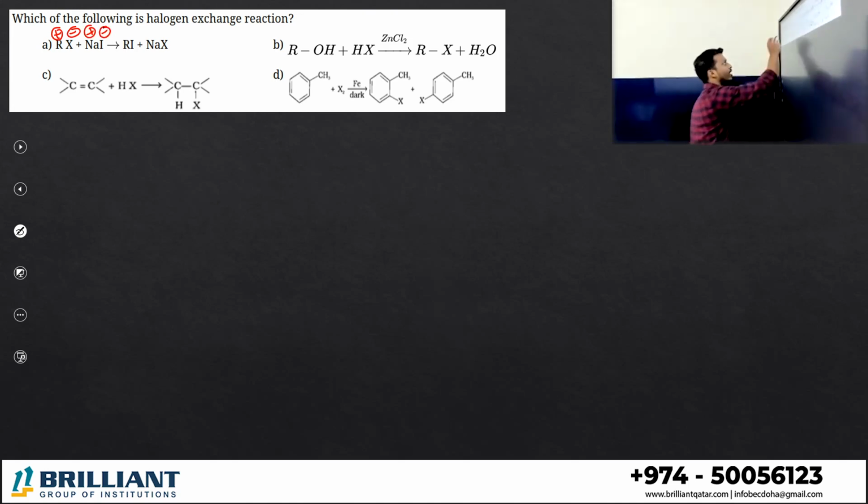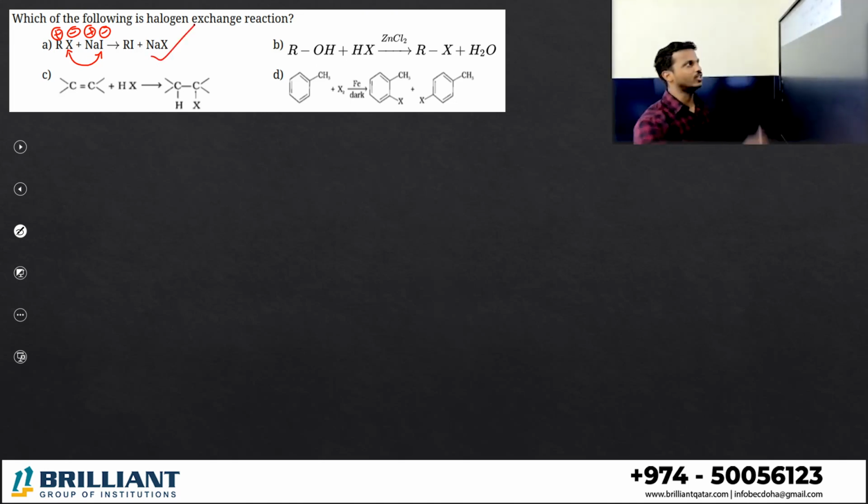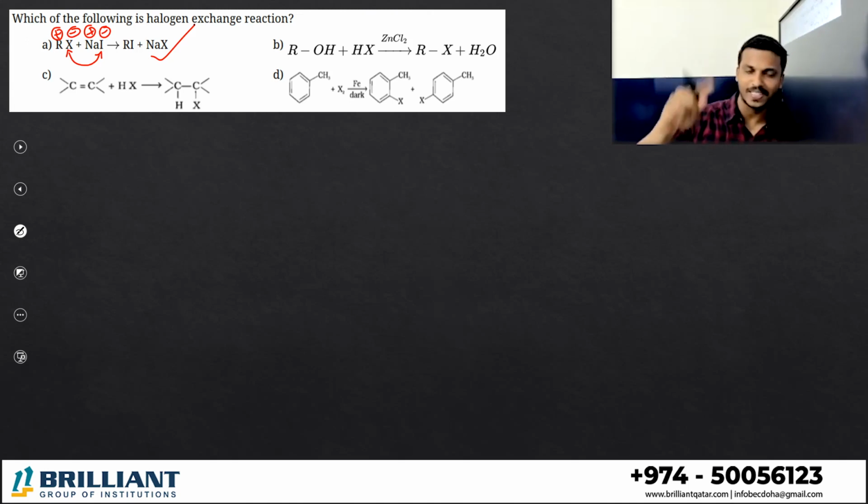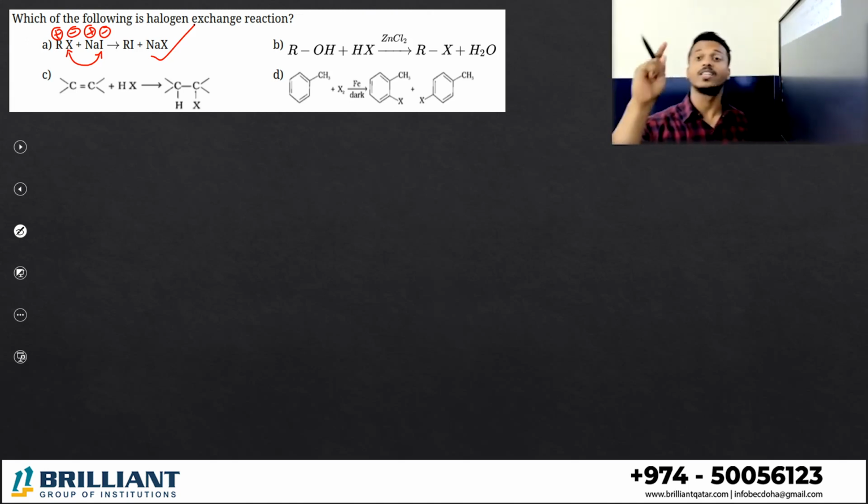What is happening, dear student? The halogen X and iodine are interchanging, right? This is halogen exchange. Iodine is substituting here. What is this reaction called? Iodine substitution is called the Finkelstein reaction. Yes, the Finkelstein reaction is a halogen exchanging reaction. Option A itself is correct. You can check the others; they are not halogen exchanging ones. So there are two halogen exchanging reactions we are discussing in the chapter: one is Finkelstein, one is Swarts.